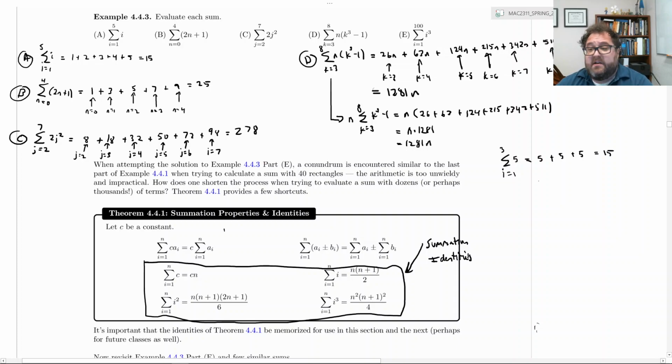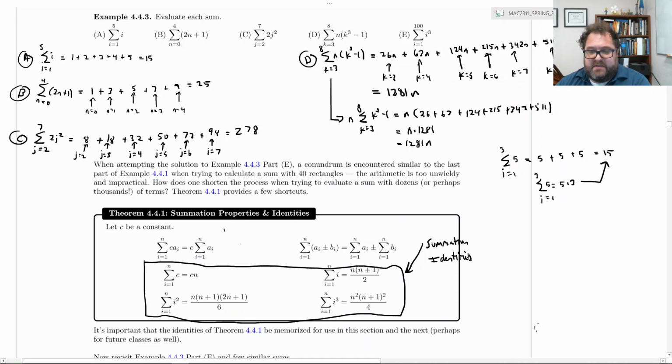The summation identity says the sum from i equals 1 to 3 of 5 is equal to 5 times 3, which is 15. Because when you plug in and it's a constant function, you just get the constant back, and you get the constant back n times. So n times the constant gives you the answer. Now the others aren't so obvious.